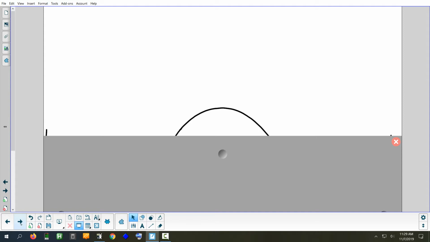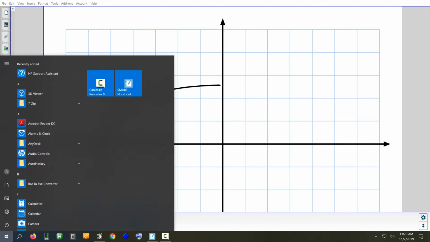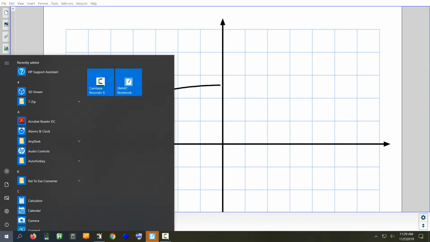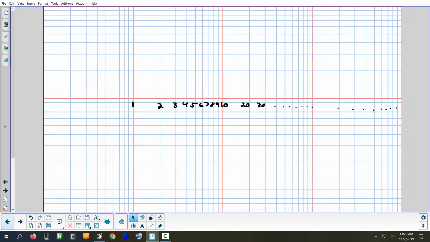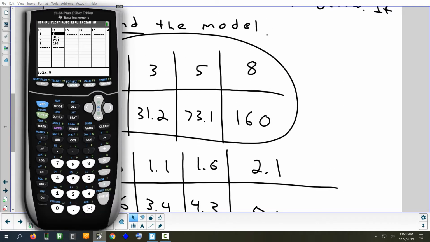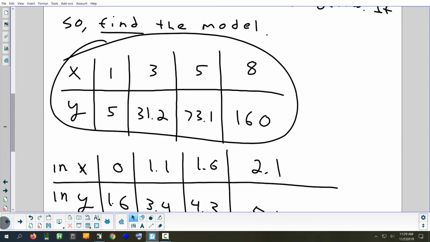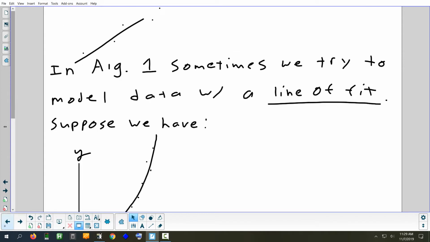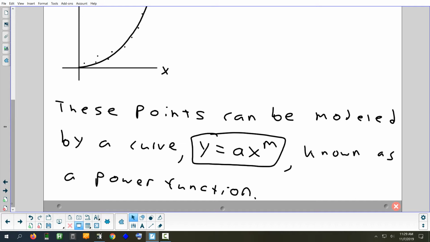So now, let me go back here. All right, so we got our data. Now you want to press stat again. This time we're not going to go to edit, we're going to calculate. What do we want to calculate? This is called a power function. Okay? That's what we want to calculate. Some calculators call it a power model, power regression, power function.